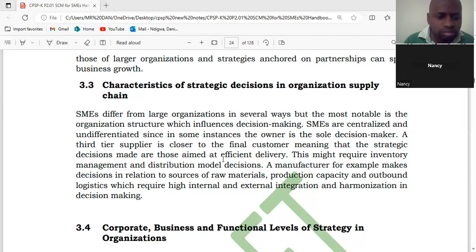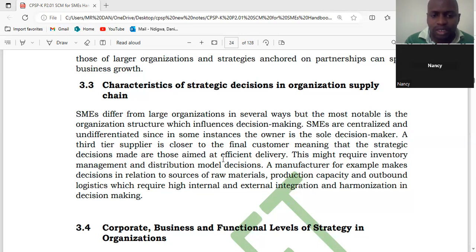Then we're also looking at internal and external integration on bigger organizations. Because of their capacity, they can be able to collaborate internally and also externally with other key stakeholders. And this is for purposes of harmonizing their decisions.